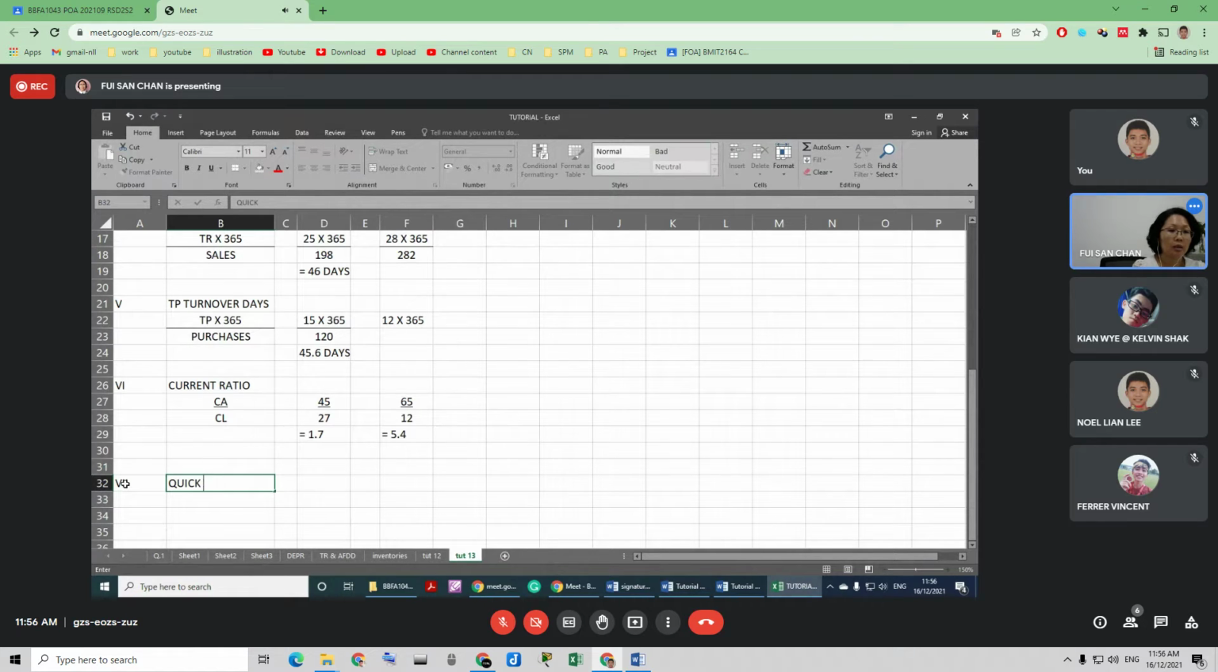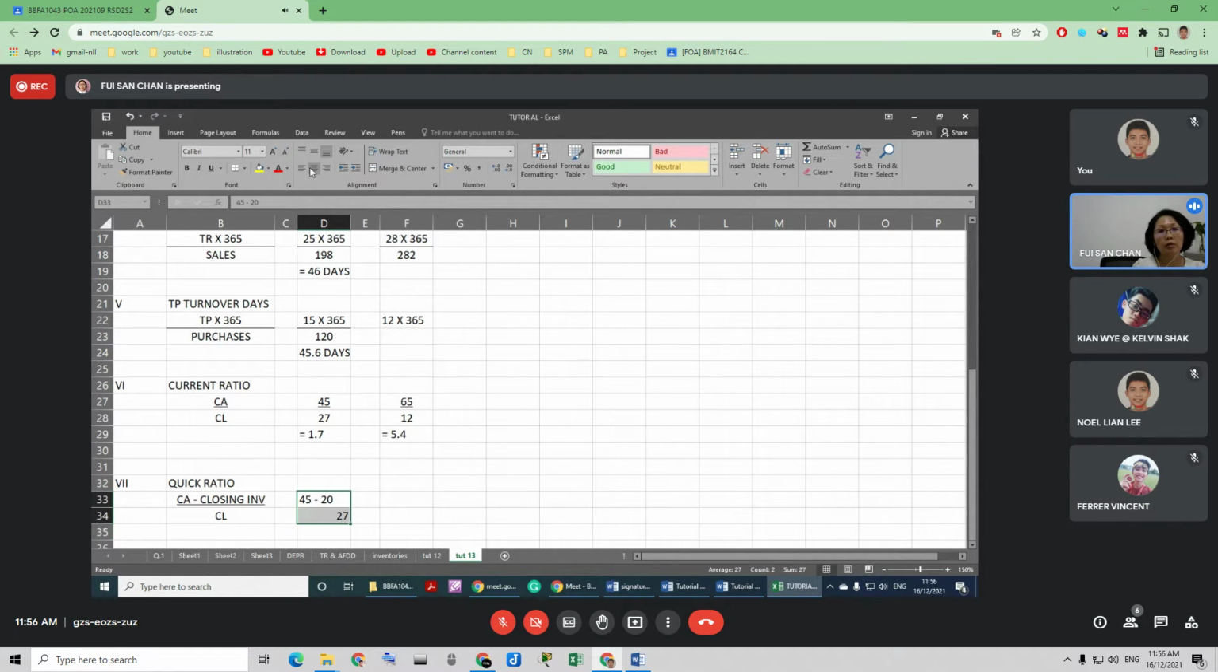Quick ratio is current assets minus closing inventory, divided by current liability. So just now your current asset is 45, right? Then you minus your inventory. I remember inventory is not 30, it's 20, right? And divided by current liability. Current liability is the same number.